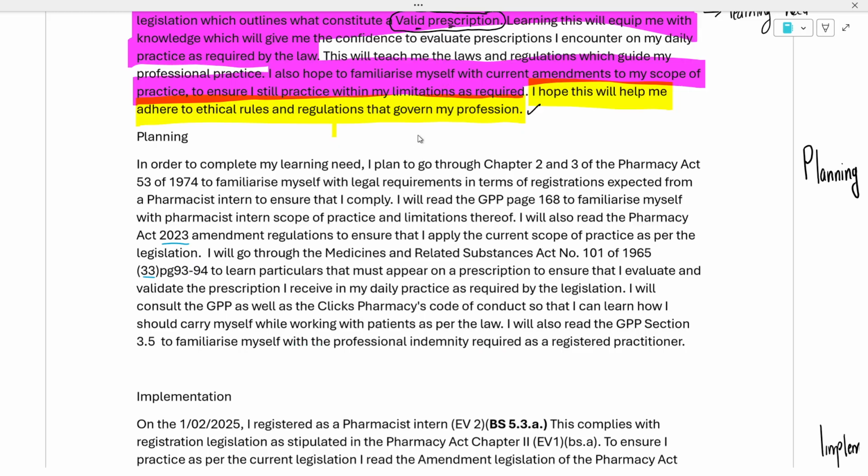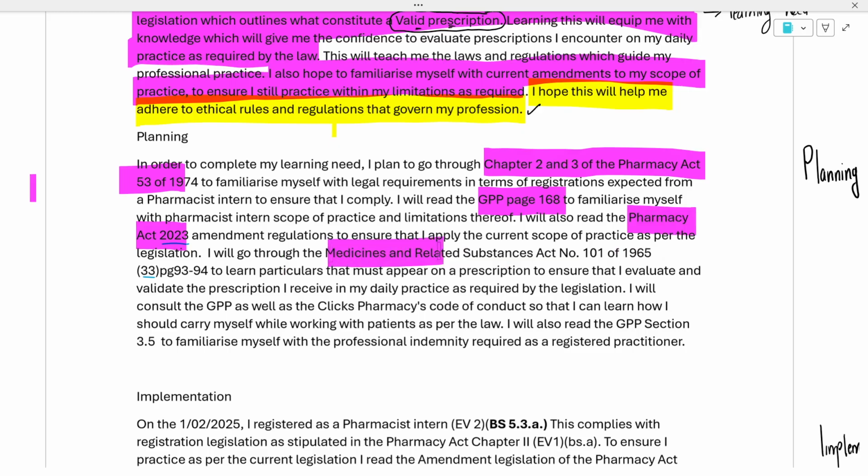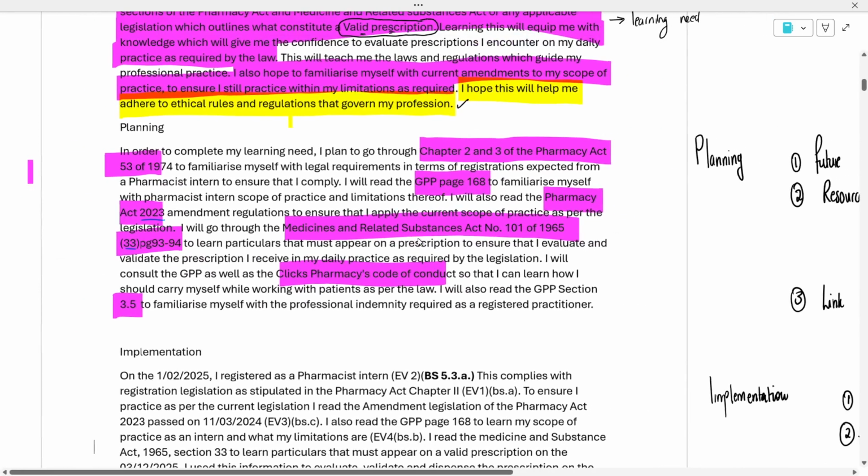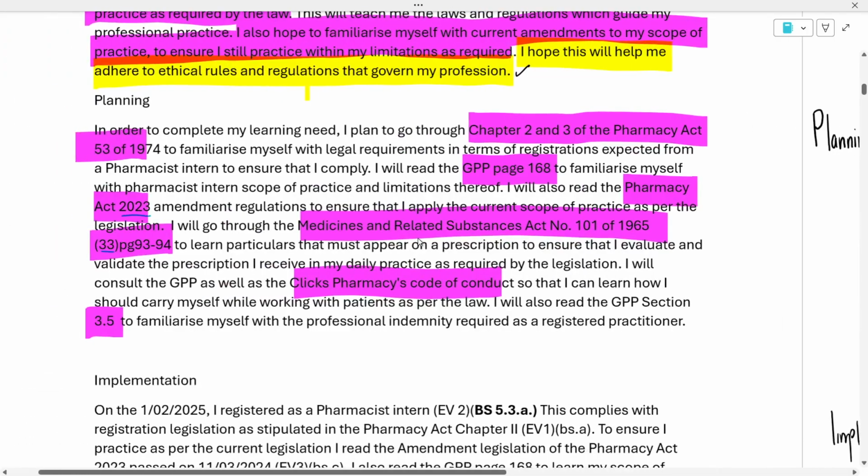Okay. So in this activity, what you've done well is writing the work in future tense. So I say it's in future tense. You have also included the chapter of the laws that you then want to apply, the GPP and the page number, the Pharmacy Act 2023. Okay. You will go through the Medicines Act. These are the resources that you included. And I think there's a code of conduct that you included and 3.5 of the GPP. Okay. So planning. One, as is in future tense, the resources.